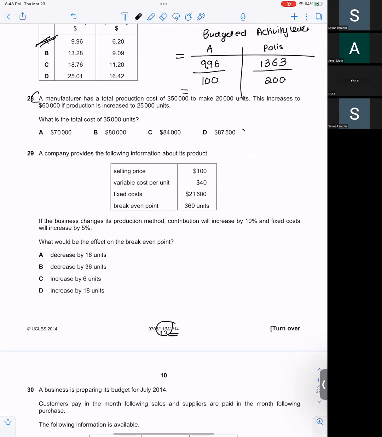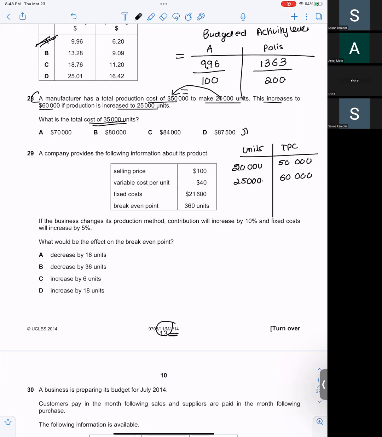A manufacturer has a total production cost of $50,000 to make 20,000 units. So to make 20,000 units, he has incurred 50,000. This increases to $60,000 if production increases to 25,000. So I'm writing the units here and the total production cost. If he is making 20,000 units, the total production cost is 50,000, and if he is making 25,000 units, it is 60,000. What is the cost to make 35,000 units?